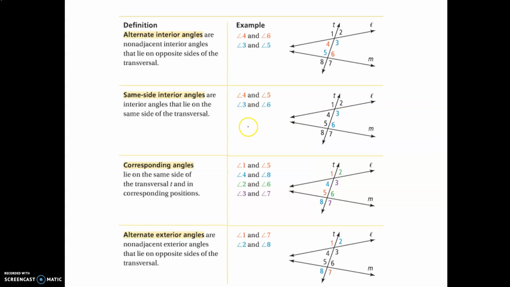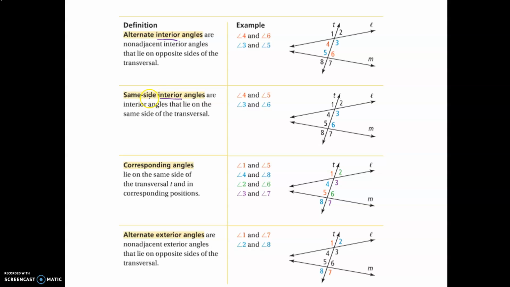So why do you need to know interior, exterior? Notice it's popping up a lot here. Interior, interior. So let's talk about the first two. Alternate interior. So we know what interior means. Here's my two lines. They're inside. Alternate means opposite sides of the transversal. So 4 and 6 are on opposite sides. They would be alternate interior. 3 and 5 would be alternate interior.